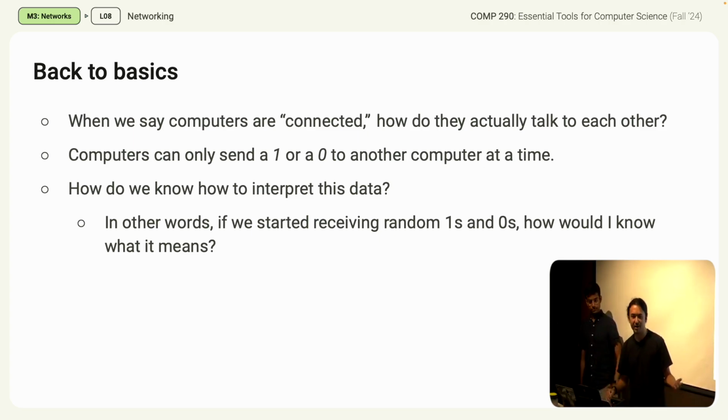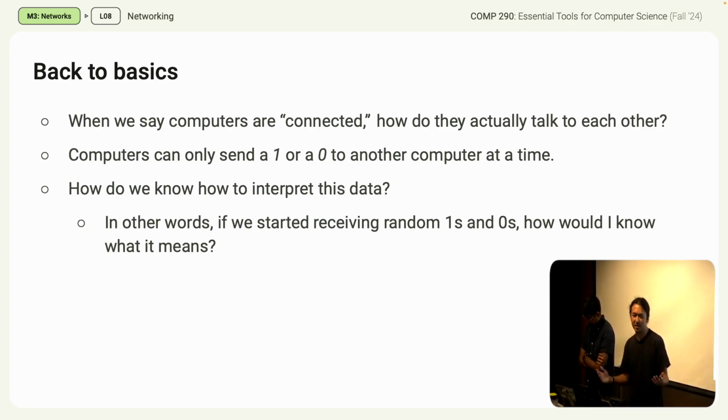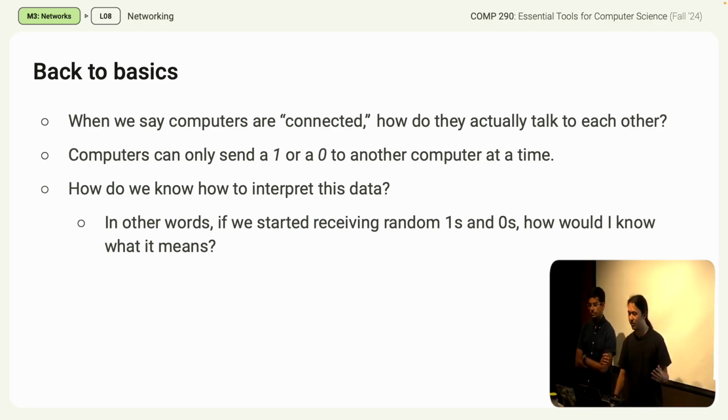And so how do we know how to interpret this data? In other words, if we started receiving random 1s and 0s, how would you know what it meant? If I just started saying 1 0 1 1 1 0 0 right now, what does that mean? I gave it some sort of meaning, but you have no way of actually knowing what I meant. Maybe it was English characters, maybe it was something else. Without defining something beforehand, we have no idea.